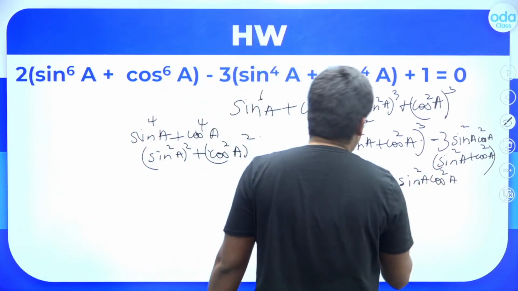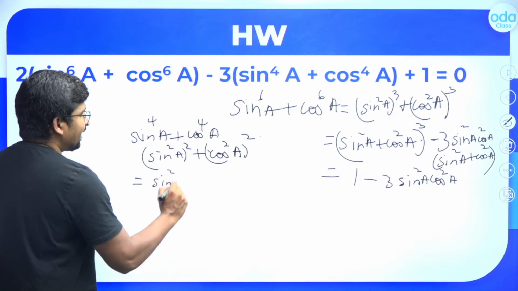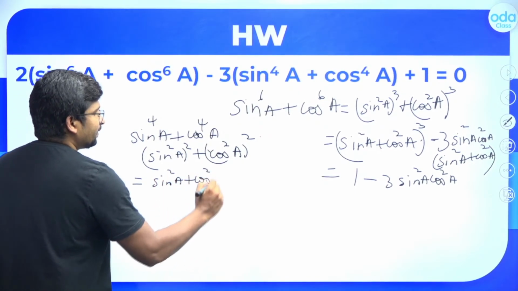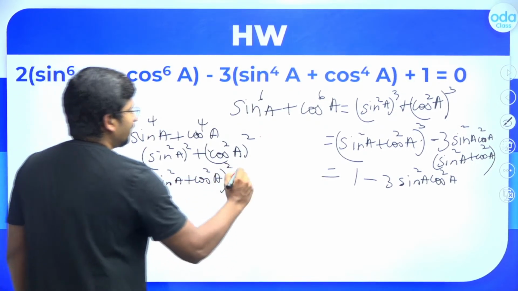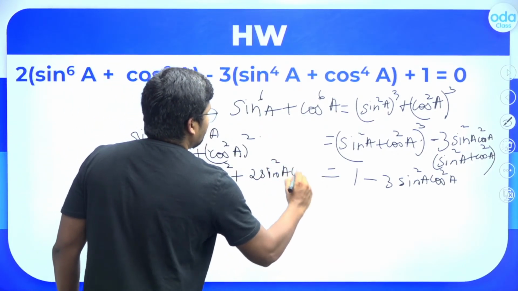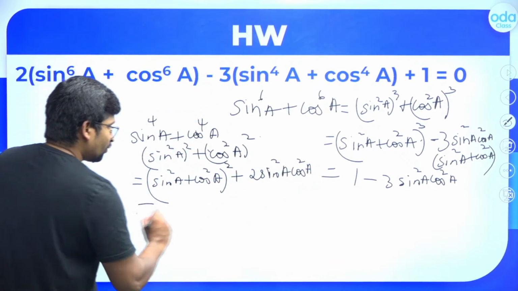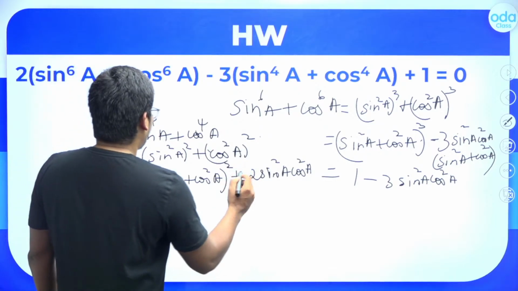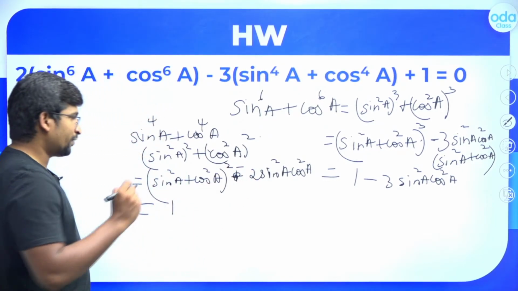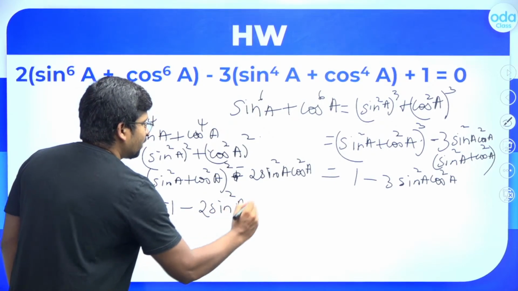It can be written as (sin²a + cos²a) the whole square, which is equal to (a + b) the whole square, which is a² + b² + 2ab, that is, sin⁴a + cos⁴a + 2 sin²a cos²a. You can write it like this. What is sin²a + cos²a? It is 1. So it is not plus, it is minus 2 sin²a cos²a. So it is 1 minus 2 times sin²a cos²a.